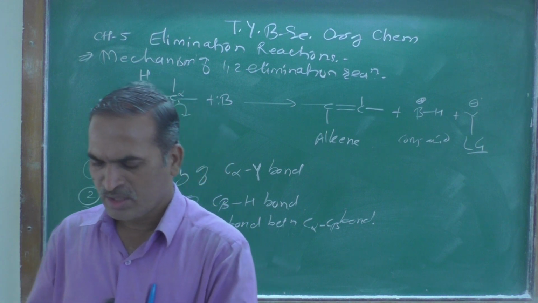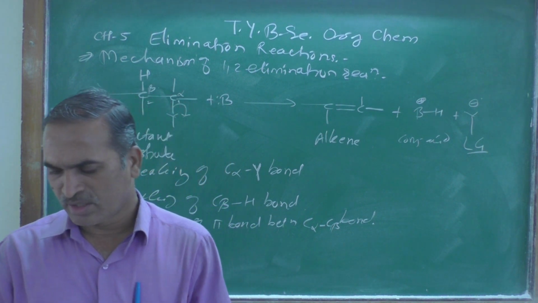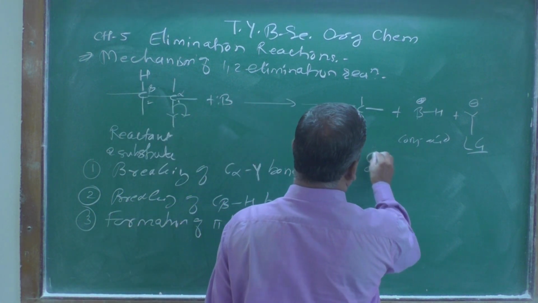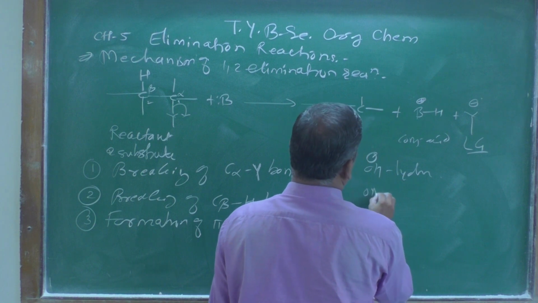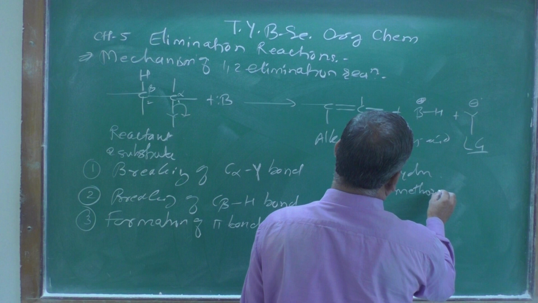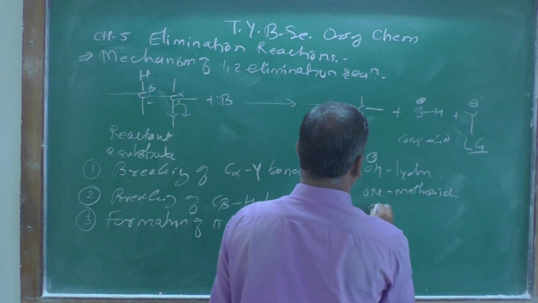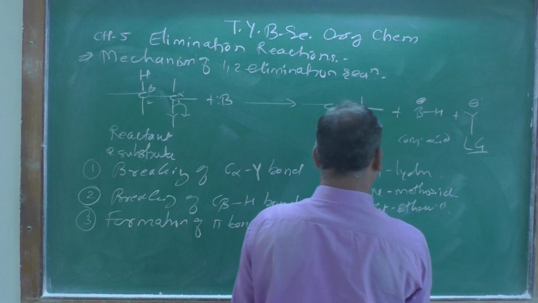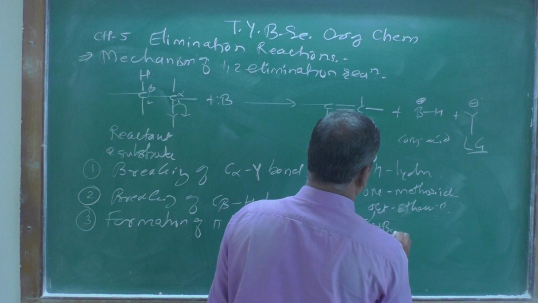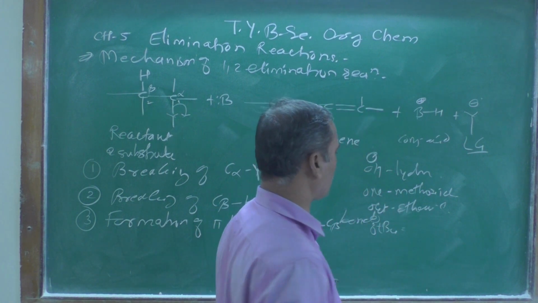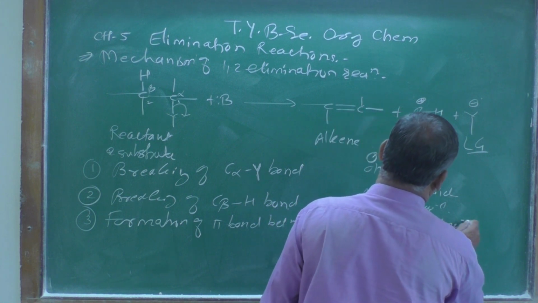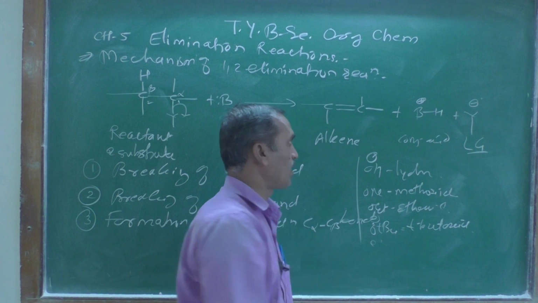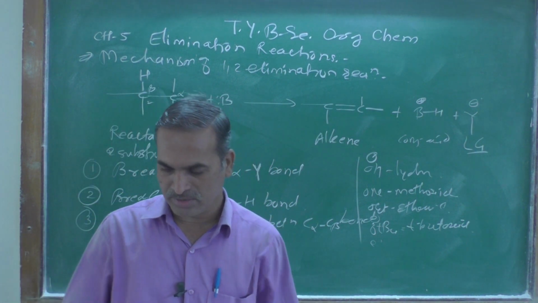Generally the bases used are strongly basic in nature, such as hydroxide, OH minus, or OMe, that is methoxide. Then OEt, that is ethoxide, and O-tertiary butoxide. These types of strong bases are used in an elimination reaction.